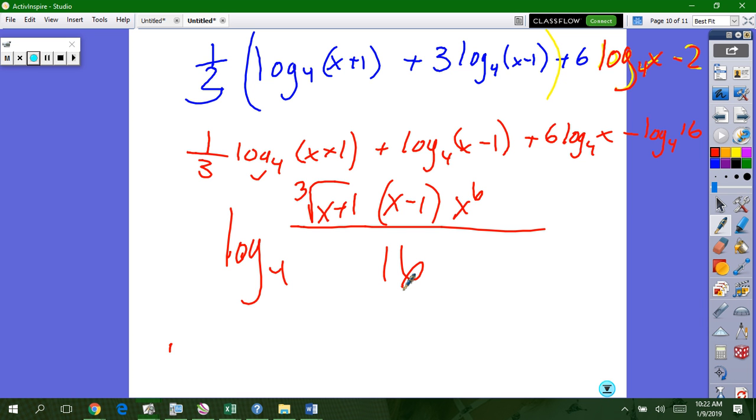I think condensing is pretty easy because as soon as you get your powers all lined up, anybody that's positive, where are they going to go? Top. Anybody negative, where are they going to go? Bottom. Make sense? Yes. 2 is the same thing as log base 4 of 16.